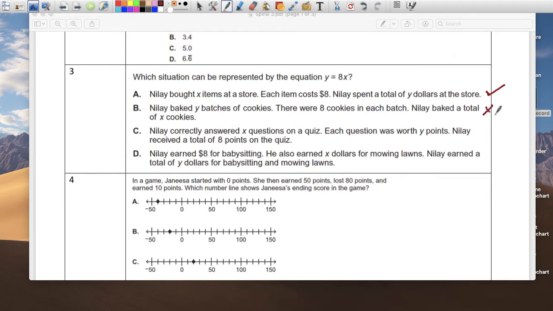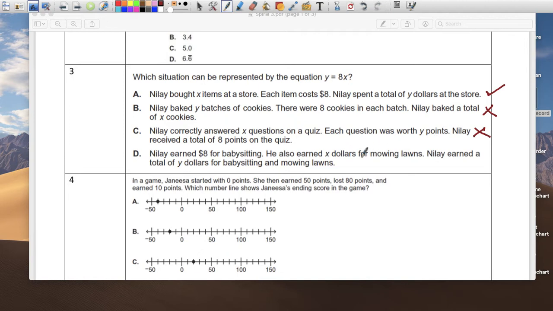No. Neela correctly answered x questions on the quiz. Each question was worth y points, so no. That's already a no. Neela received a total of 8 points in the quiz. So the total, no, that would not be it. Neela earned $8 for babysitting, possibility. She also earned x dollars for mowing lawns.